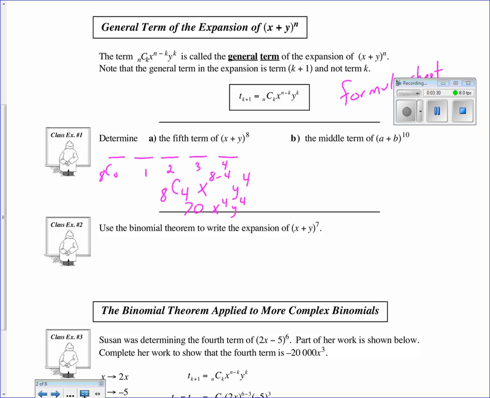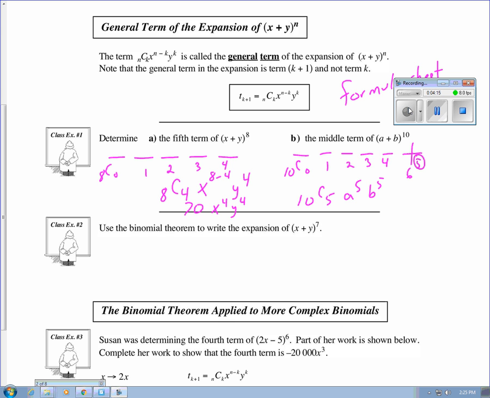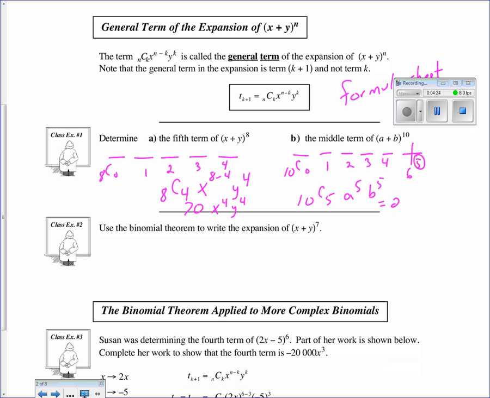Where would the middle term of a plus b to the 10 be? Well, I first have to understand that a plus b to the 10 has 11 terms. 1, 2, 3, 4, 5, 6. So by the time I get to the sixth term, there would be 5 terms before it and 5 terms after it. So now counting like I did before, this would be 10 choose 0, and then 1 choice, 2 choices, 3 choices, 4 choices, 5 choices. So I'm looking at my 10 choose 5, that would be a to the 5 and b to the 5. So again on my calculator, 10, math, over to probability, number 3, 5. That's 252, a to the 5, b to the 5. Again, my a and b expansion isn't very exciting. I don't have numbers to worry about.